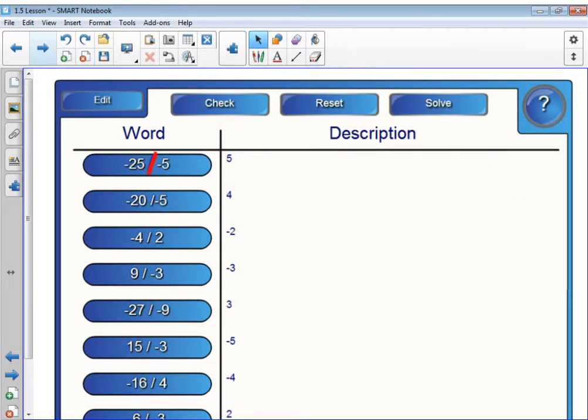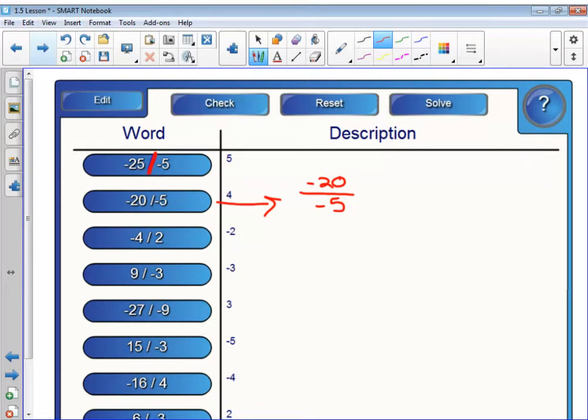The next one is negative 20 divided by negative 5. So we're going to think 20 divided by 5 is 4. Count our negatives. There's 1, 2, we end up with a positive 4.